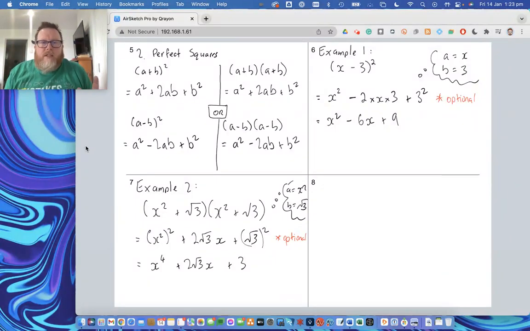That's it for perfect squares. The textbook has some perfect square work in it, so you might want to have a crack at that or move on to the difference of two squares video before having a go at the whole lot.